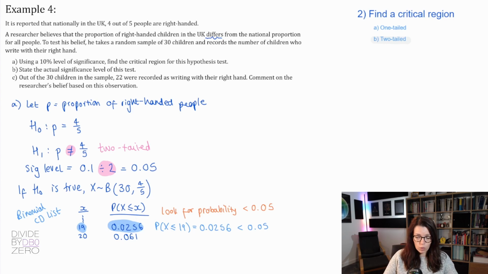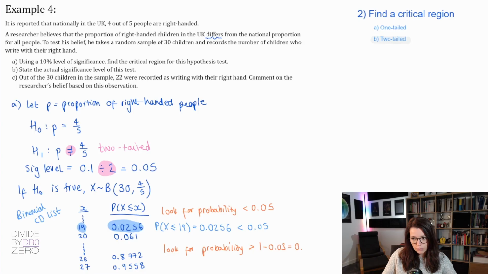For the upper tail, or higher observations, you want to look for something slightly different. If we go further down, the interesting ones are 26 and 27, with corresponding probabilities 0.8772 and 0.9558. The reason I say these are interesting is because here you want to look for a probability greater than 1 minus 0.05, which is 0.95. Because of the way binomial probabilities work, if you want the probability that X is greater than or equal to something, you have to do 1 minus the probability that it's less than or equal to something else.